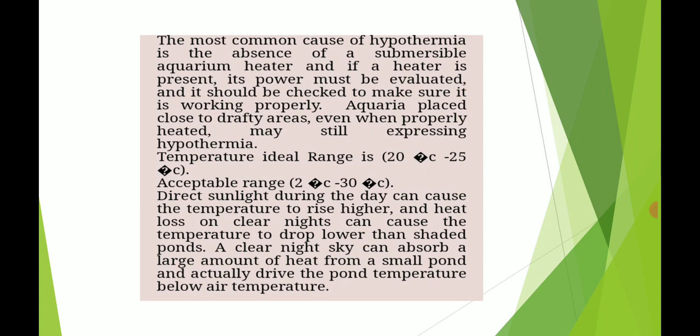Direct sunlight during the day can cause the temperature to rise higher, and heat loss on clear nights can cause the temperature to drop lower than in shaded ponds. A clear night sky can absorb a large amount of heat from a small pond and actually drive the pond temperature below the air temperature.